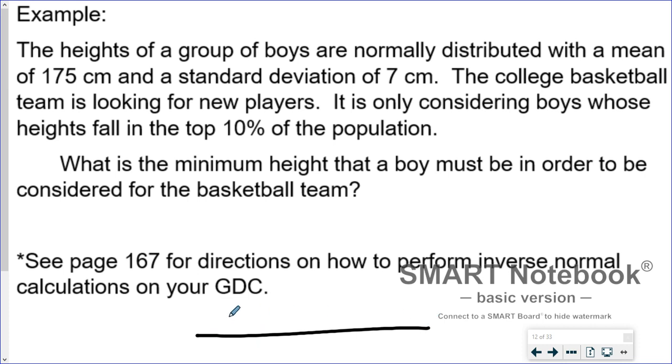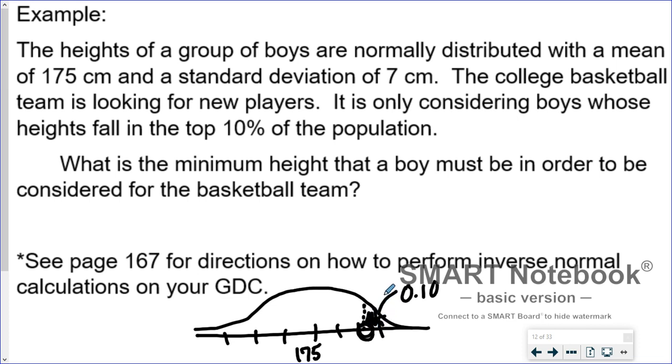Just as a visual, and as it says here on page 167, it has directions on how to do that. We're dealing with the normal curve, and we know that this area here is going to be 10%. So we want to know what this number is. We know that the mean is 175 centimeters and that the standard deviation is 7. So each one of these tick marks, you would go up 7, and each one of these tick marks, you would go down 7. We want to know what this number is right here that will give us the top 10%.